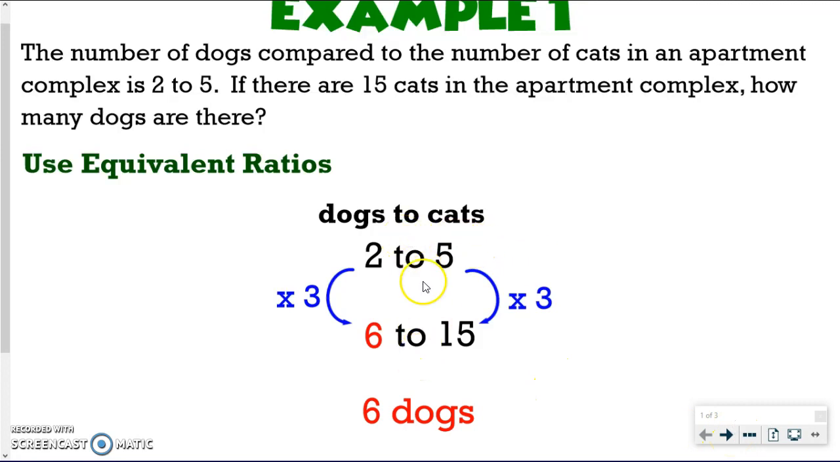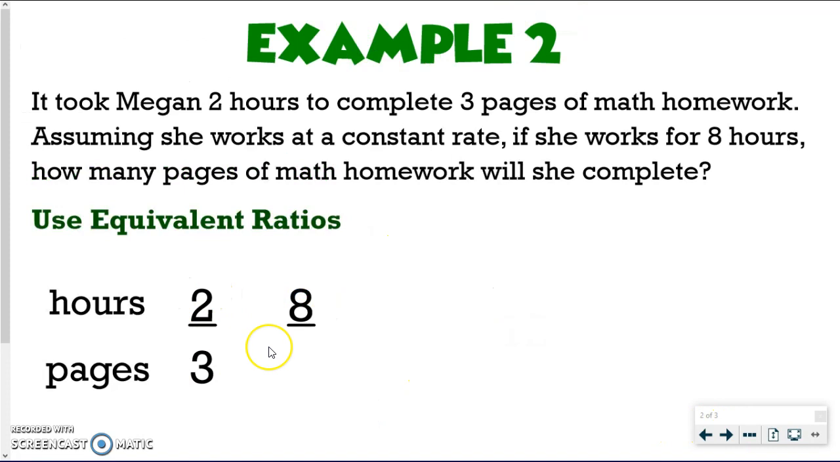And this is just one way, by the way, to write your ratio. I'm going to show you that you can also do it in a fraction style. So let's look at this example. Example 2. And again, if you need to pause the video, go back, take another look, feel free to do that. It took Megan 2 hours to complete 3 pages of math homework. Assuming she works at a constant rate, if she works for 8 hours, how many pages of math homework will she complete?